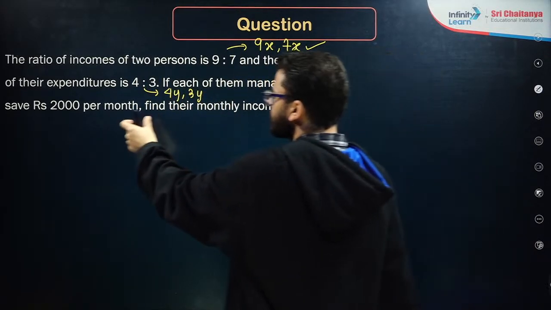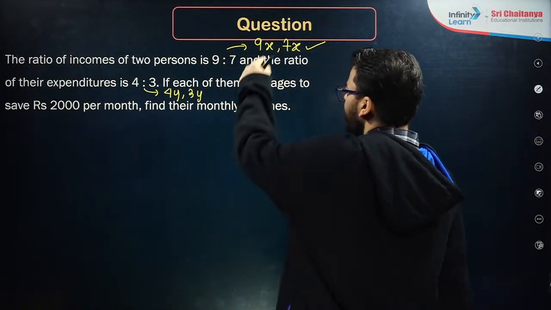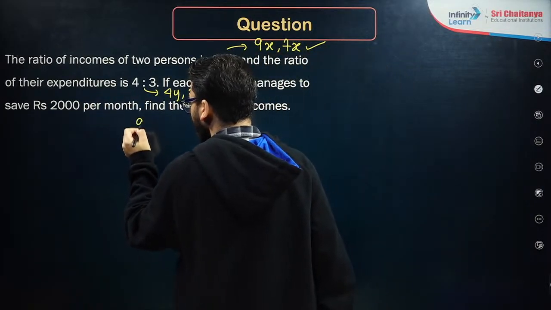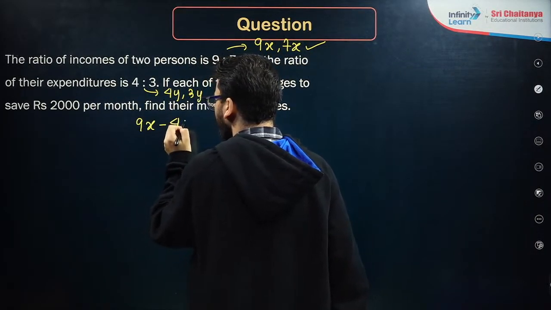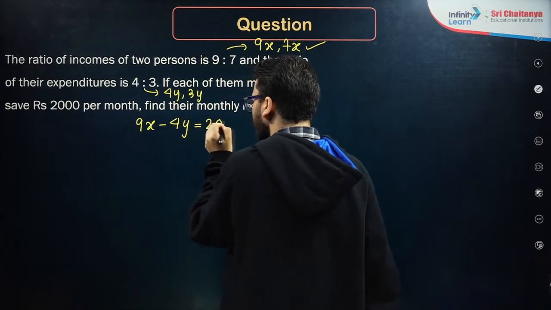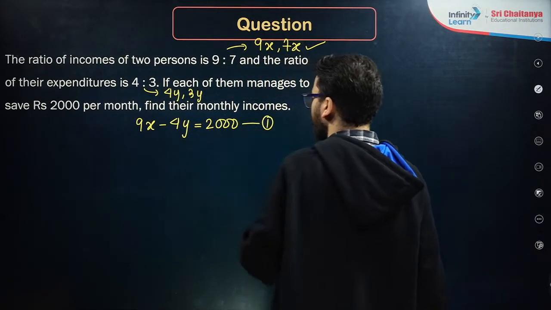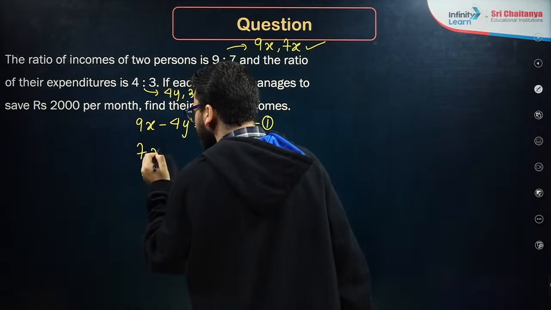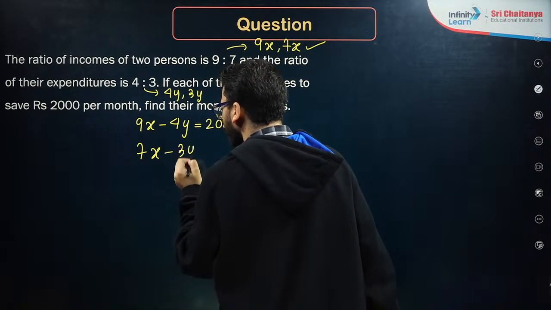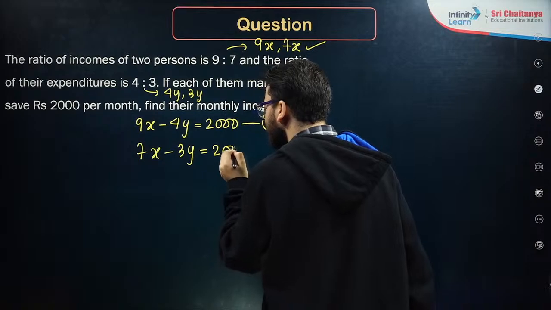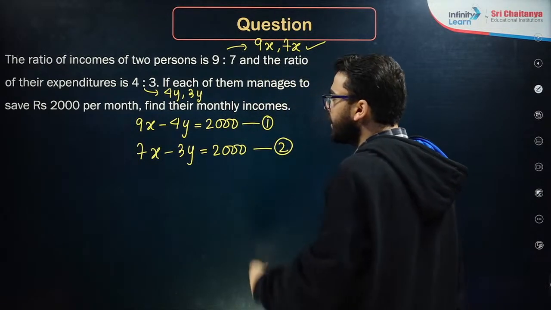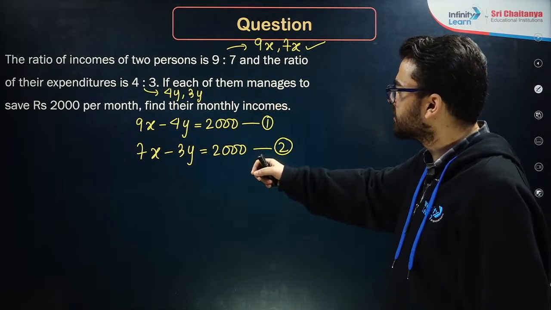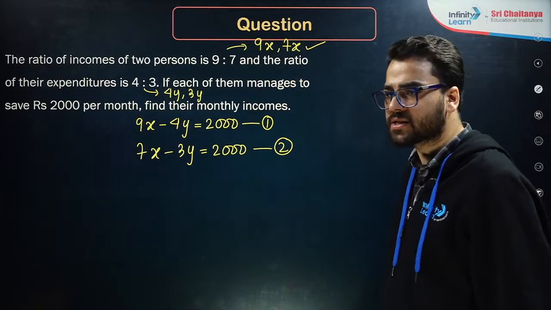Each of them manages to save 2000. So saving of the first person will be what? Income minus expenditure, 9x minus 4y. That is equal to 2000. This is the first equation. And saving of the second person will be income minus expenditure. So 7x minus 3y, that is equal to 2000. This is the second equation. Now you see we have to find their monthly incomes. It means we have to find the value of x from here.